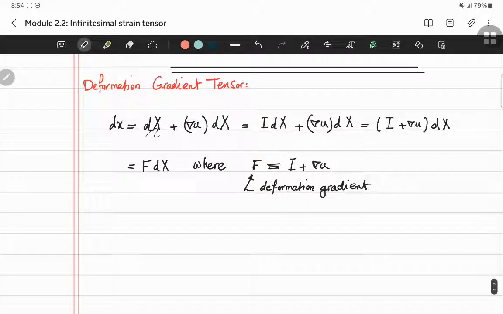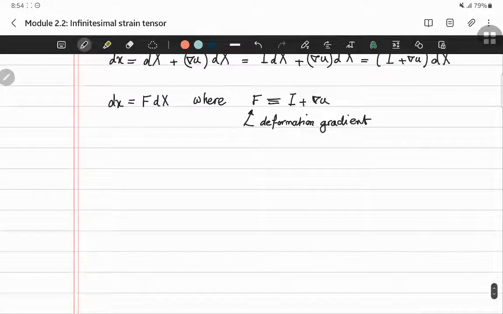So basically, I didn't do anything new. I manipulated the dx here. I wrote it in tensor form, and I arrive at this equation, which says that dx, small x in the current configuration, is equal to a tensor, which we call the deformation gradient, F, multiplied by dX. So we know F as the deformation gradient, and we have del u as the displacement gradient.